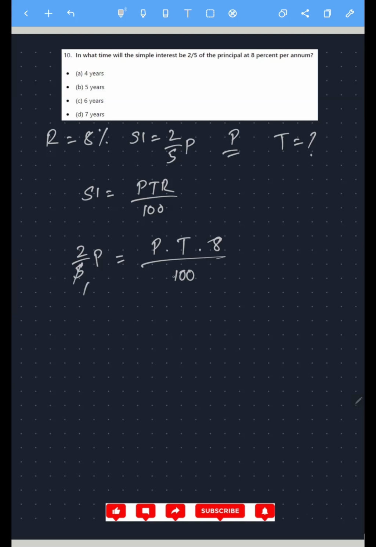Great. 5 ones, 5 20s, 2 ones, 2 4s, 4 ones, 4 5s, principal cancelled, and then 5 goes here. To isolate T, we get 5 years, which is your option B.